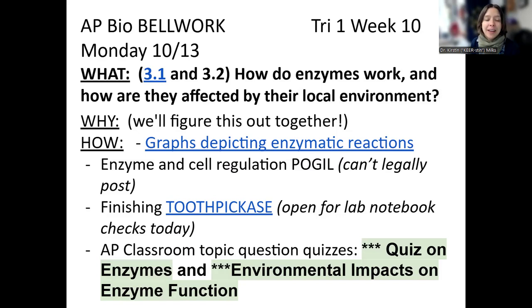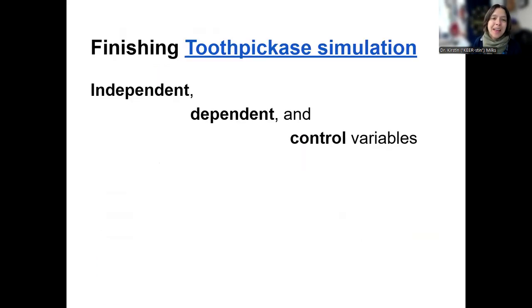And like I told you at the end of class today, we opened up some AP Classroom topic question quizzes, multiple choice on enzymes and environmental impacts on enzyme function. That's 3.1 and 3.2. In a moment, I'm going to talk a little bit more about this, but to finish the toothpick ace simulation, we're going to identify the independent variable, the dependent variable, and the control variable. That's what you change, what you measure, and what's the same between the two.